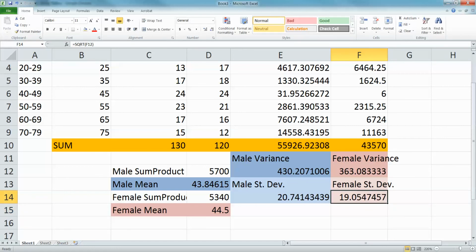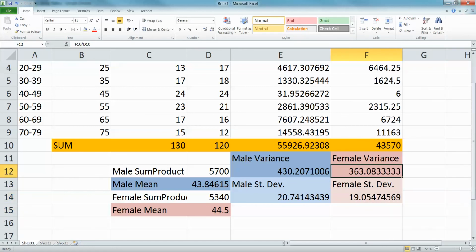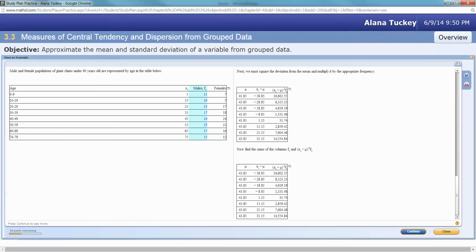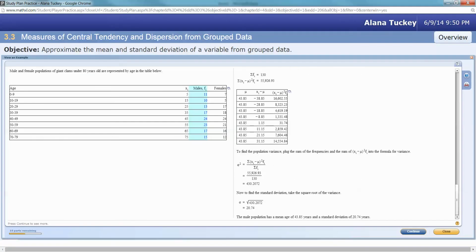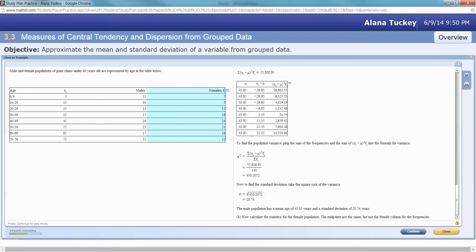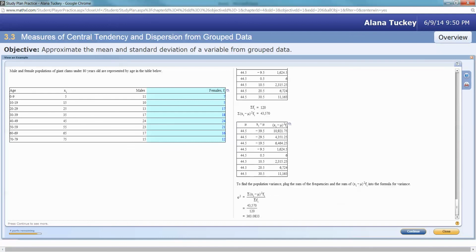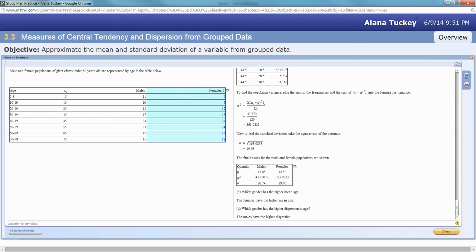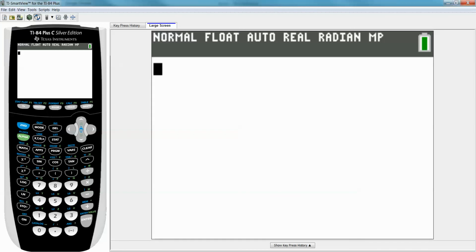Now, that is long and involved and ugly, I have to say, to get these numbers. Oh, and if you want to believe me that they're true, I'll continue through all this. Yep, see 430, just like I got, 20.74, just like I got, and so on. Now, this is much, much harder to do this way. Oh, and by the way, the variance was asked for as well as the standard deviation. Done. The calculator is much simpler, so let me do that real quick.